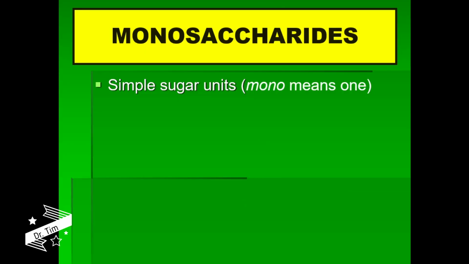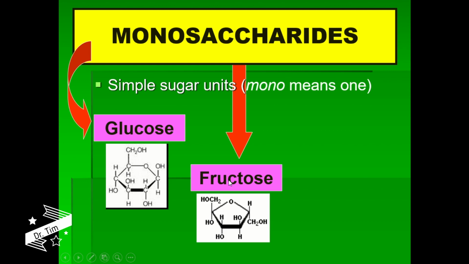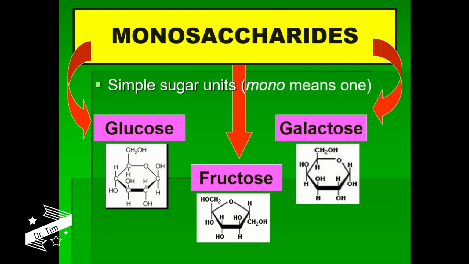So what are the types of monosaccharide? The basic unit for carbohydrate is actually simple sugar, which is known as monosaccharide. Mono means one. There are three types of monosaccharide: glucose, fructose, and galactose. This is the chemical structure for each type of monosaccharide.